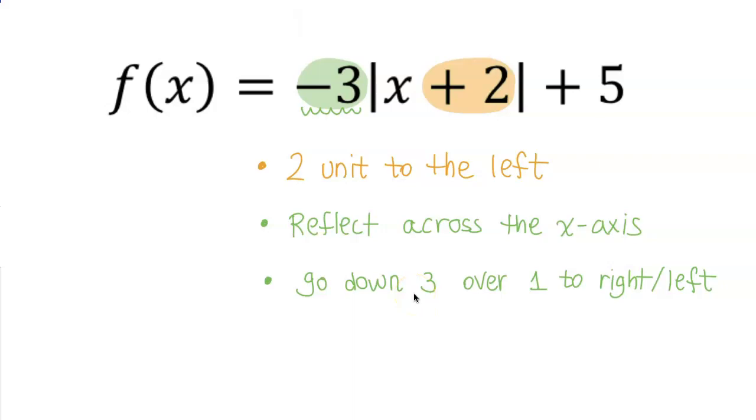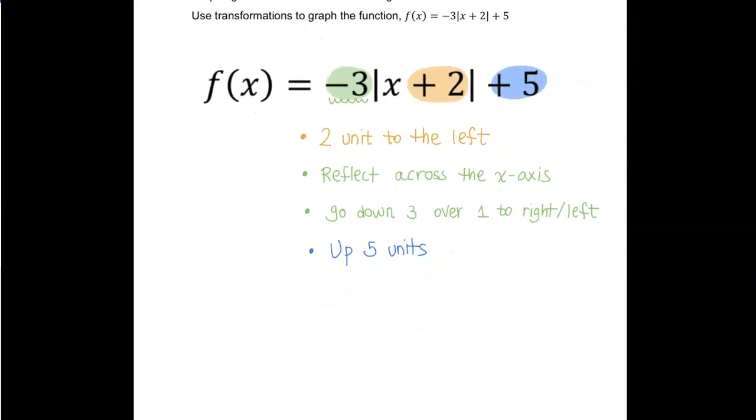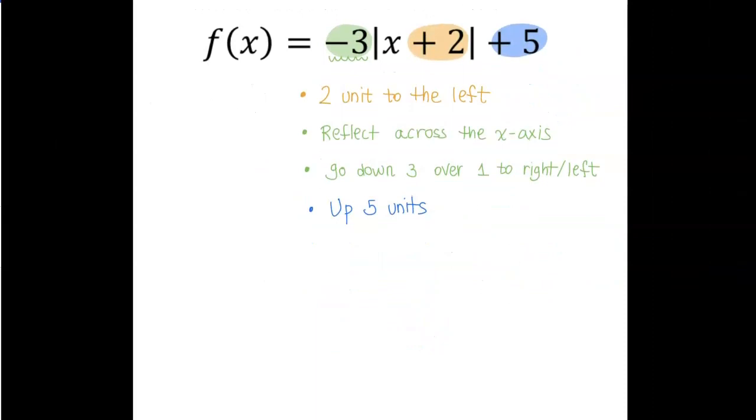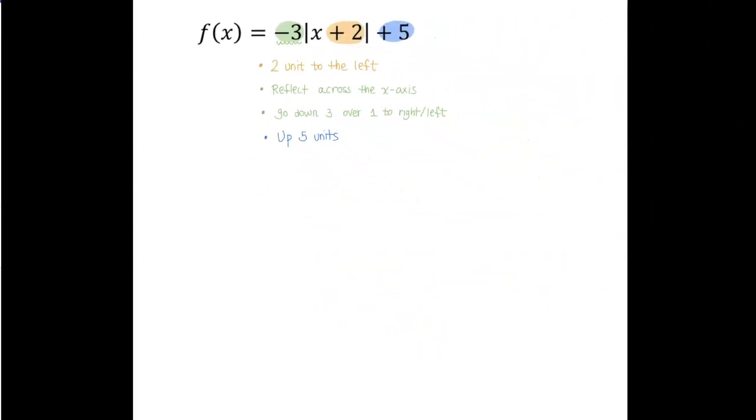Lastly, I see there is that +5 outside. That will shift our graph up 5 units. So we have an idea of what this graph should look like. Okay, so I'm going to go ahead and start this by, well, this is a little too big. Let me make this a little bit smaller.